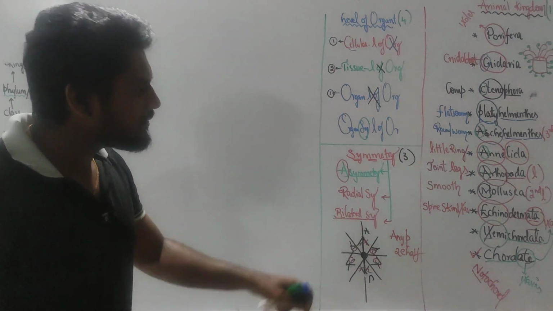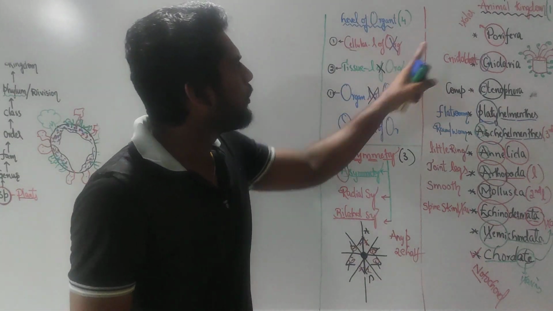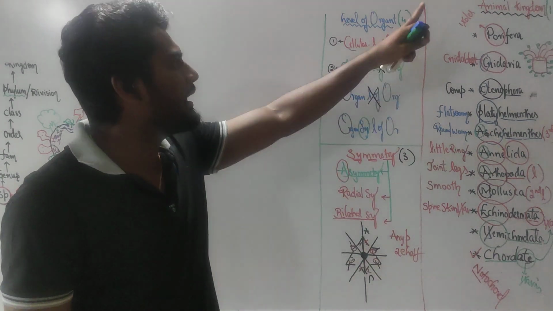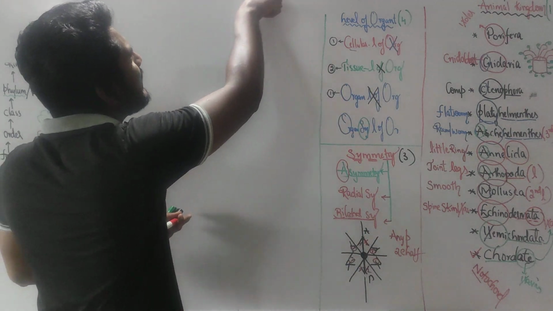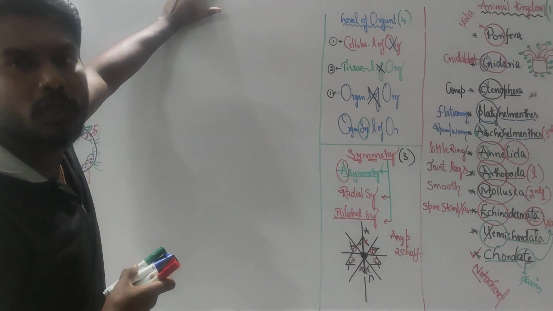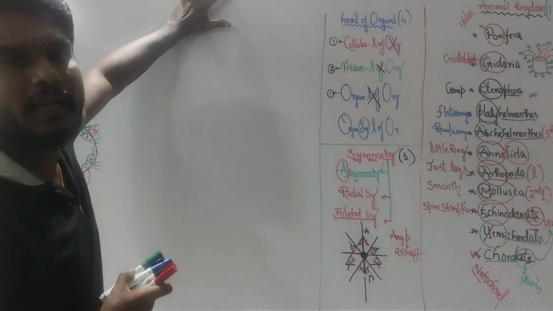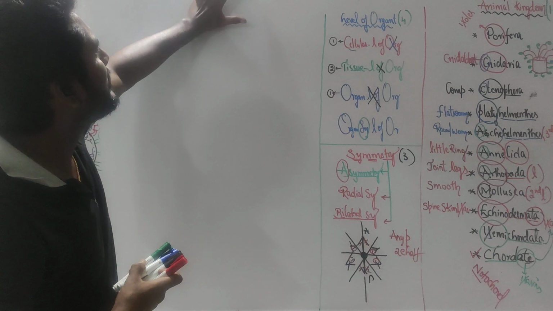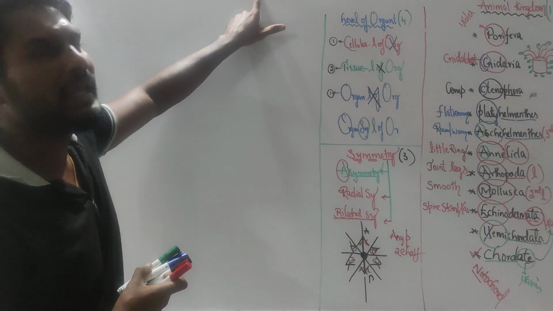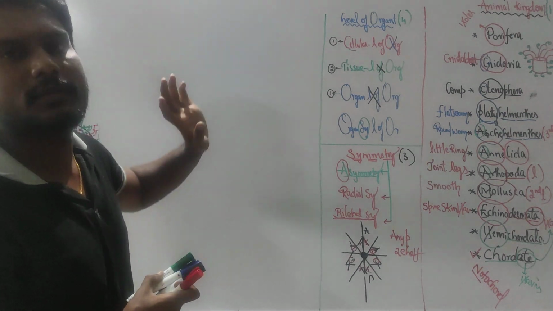How many types of symmetry? 3. How many levels? 4. How many phyla? 11. Now let's distribute these 3 symmetries in 11 phyla. Already we distributed the levels. Cellular level is seen in Porifera. Tissue level is seen in Cnidaria and Ctenophora. Organ level is seen in Platyhelminthes. Organ system level is seen from Aschelminthes up to chordates.